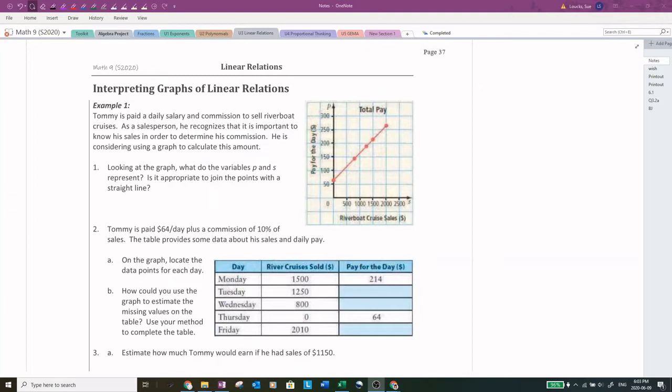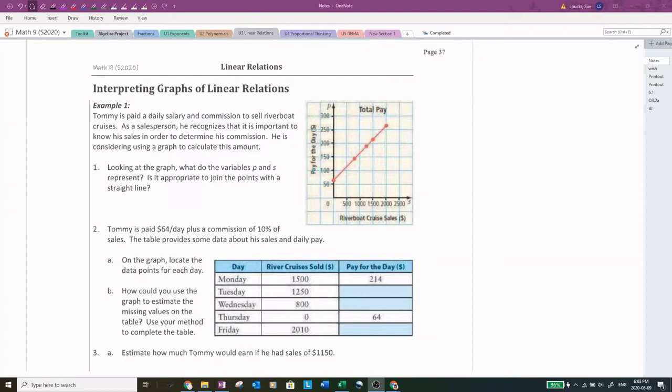All right, we are going to talk about interpreting graphs of linear relations. Example one. Tommy is paid a daily salary and commission to sell riverboat cruises. As a salesperson, he recognizes that it's important to know his sales in order to determine his commission. He's considering using a graph to calculate this amount.